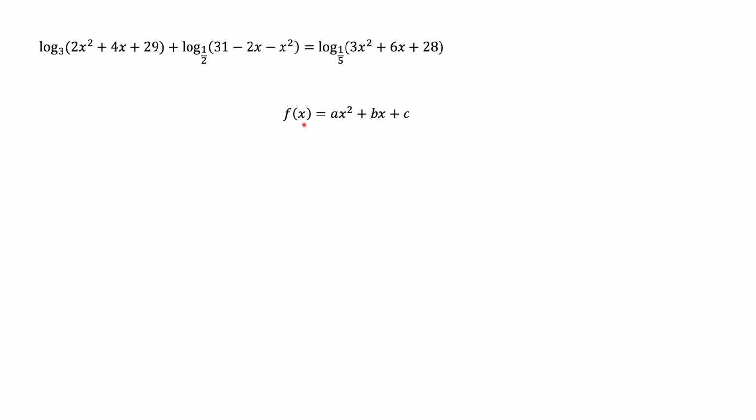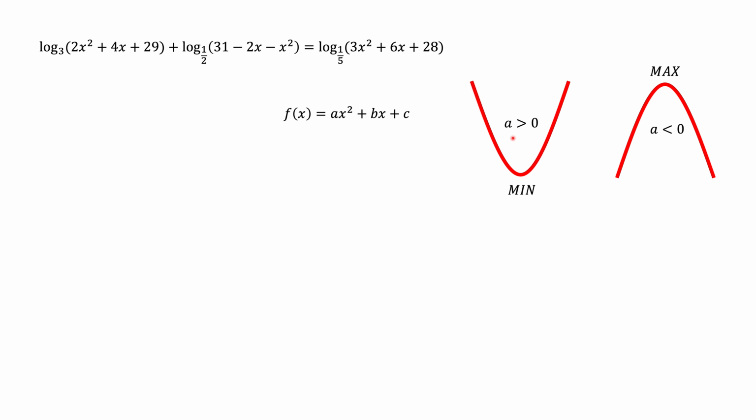If a is positive, the function looks like this, and this function has one global minimum. But if a, the coefficient in front of x squared, is negative, the function goes to minus infinity and it has one global maximum. And the point of minimum or maximum can be found using this simple formula as minus b over 2a, where a and b are coefficients of the quadratic function.